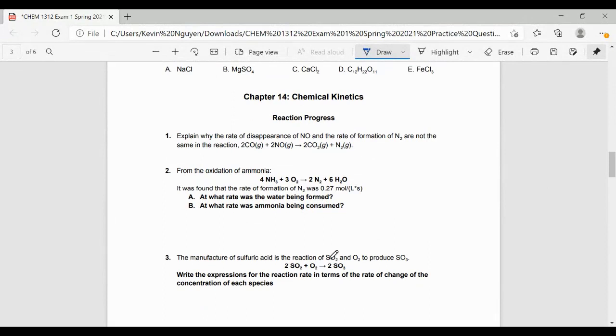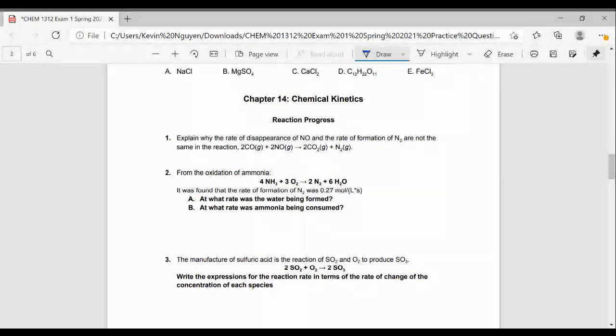All right. So let's look at reaction progress. Looking at 1, it says to explain why the rate of disappearance of NO, nitric oxide, and the rate of formation of N2, darn, I forget the chemical name for N2, are not the same. So if you remember from how writing the reaction rate, basically it just comes down to looking at the coefficients.